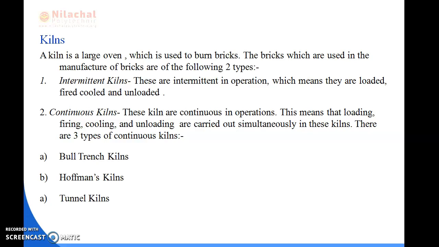So we have studied about intermittent kiln. There first it is loaded, then it is fired, cooled and unloaded. After that it is unloaded from the structure. In continuous kiln, the operation is continuous, and loading, firing, cooling and unloading are carried out as a continuous process. There are three types of continuous kilns: first is bull trench kiln, Hoffman kiln and tunnel kiln.